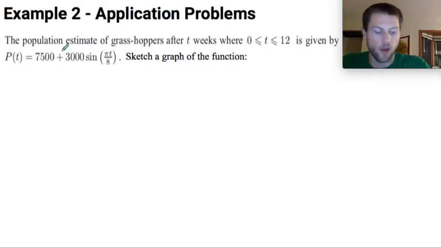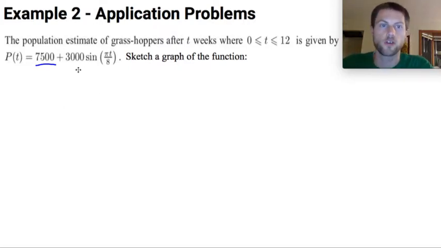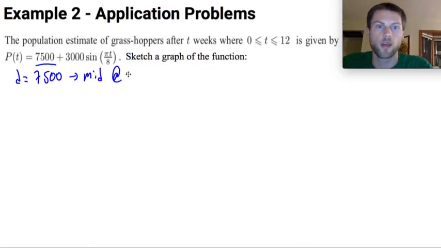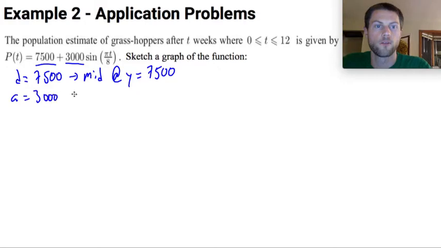If I want to make a graph, probably the first few things that I'll do is grab the most important information. Right away, this value, you might want to think it's the A value because it comes first, but it's being added to my sine function. So this is actually my D value. D is 7,500, which means that my midline is at y equals 7,500. All right, that's helpful. Next, I have an A value of 3,000, so that means my amplitude is 3,000.